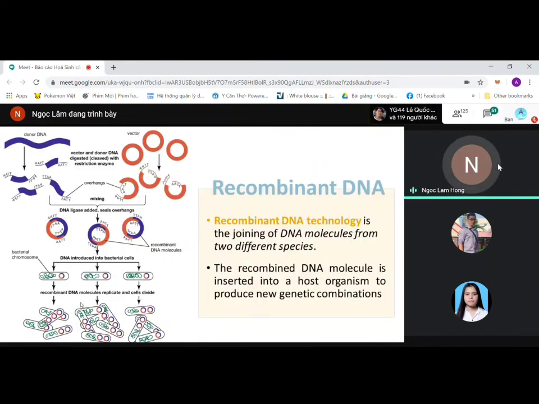Okay, we go to recombinant DNA. Recombinant DNA technology is the joining of DNA molecules from two different pieces here. And here are the products. The recombined DNA molecule is inserted into a host organism. And in this image, the host organism is bacterial cells, to produce more and new genetic combinations.